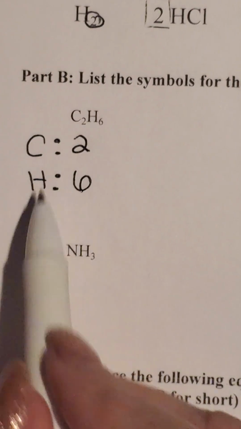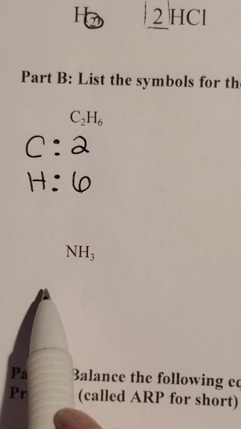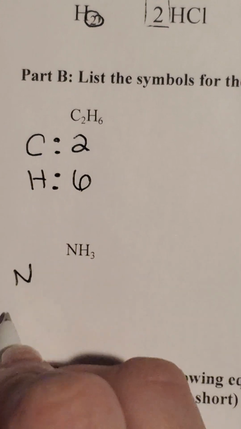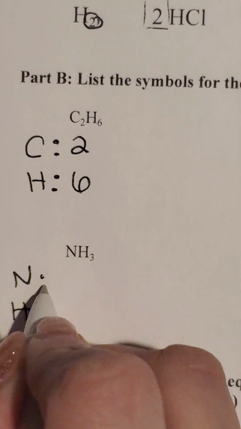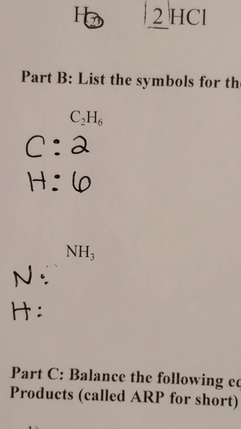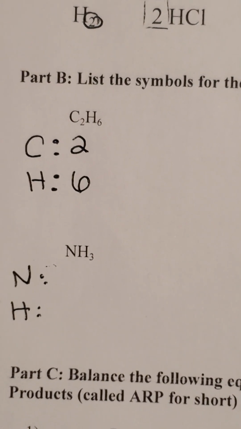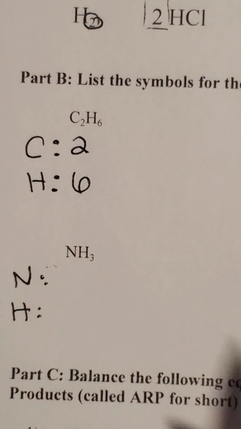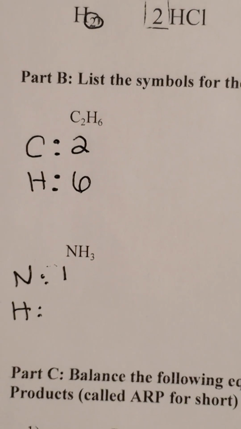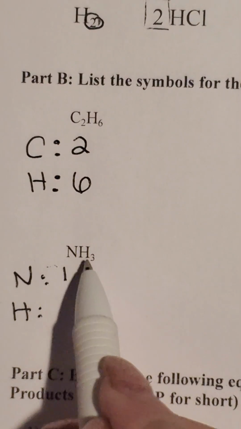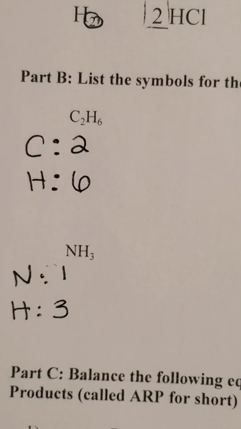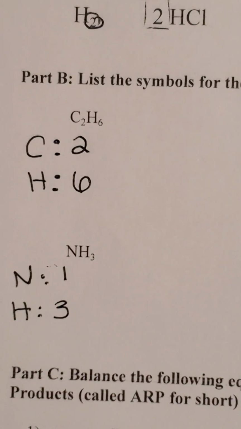All right. Let's go down to NH3. We're going to list out, we have N and H. Now, again, we don't have a coefficient, so I only am going to look at the subscripts. If there's no number written, we know it's 1. So there's 1 nitrogen. But I have a 3 after the hydrogen. So it's only the hydrogen that has the 3 after it.